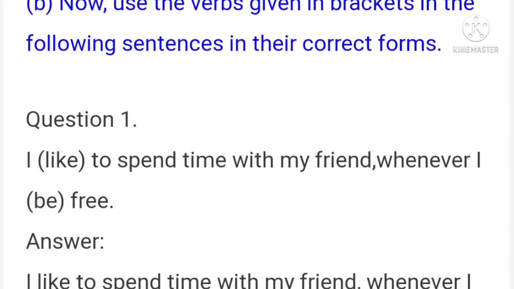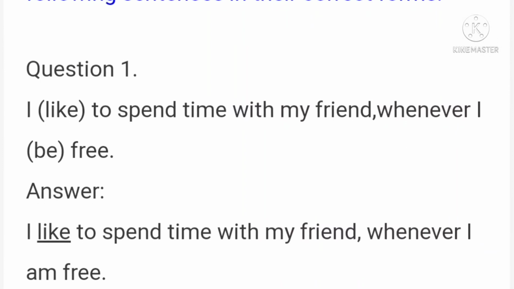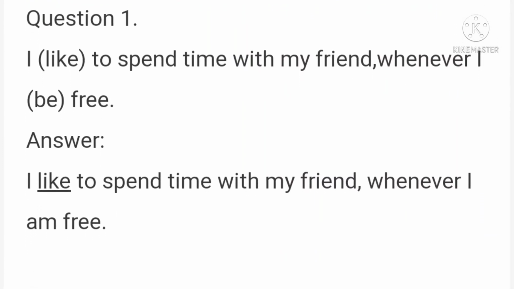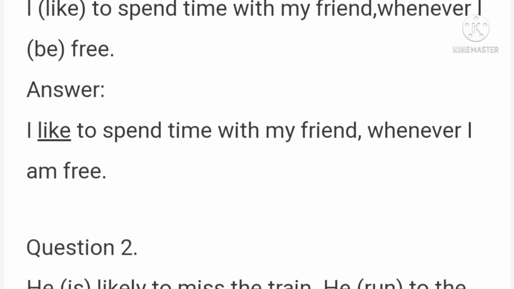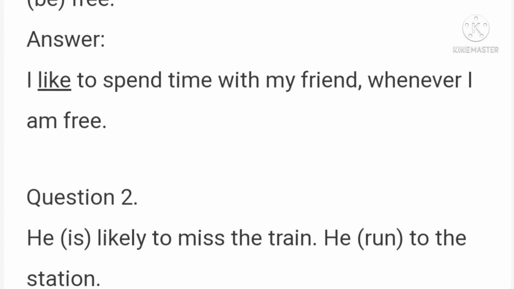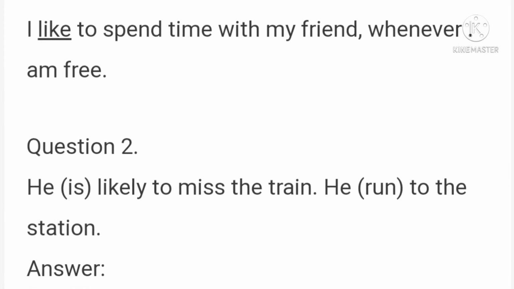Now use the verbs given in brackets in the following sentences in their correct forms. I like to spend time with my friend whenever I am free. He is likely to miss the train. He is running to the station.